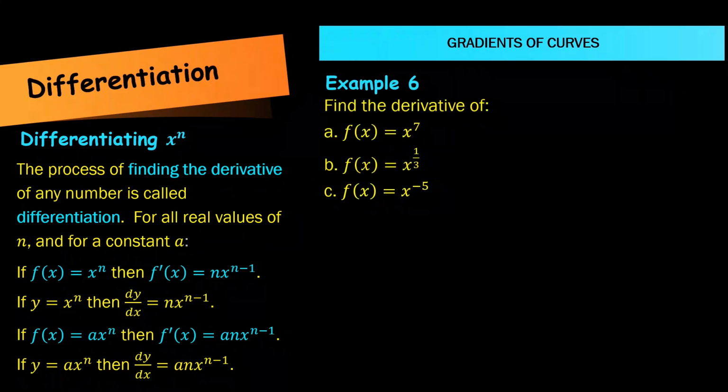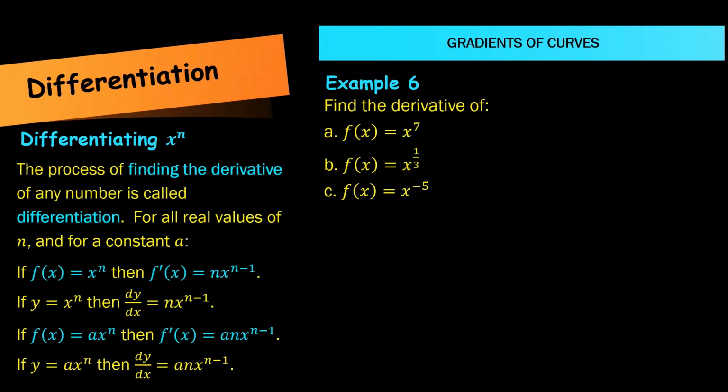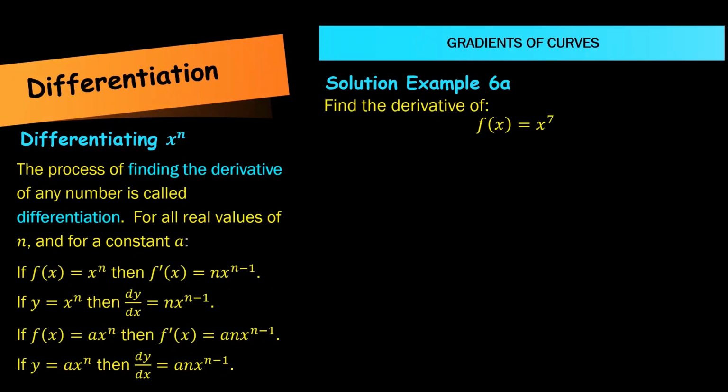We will be looking, however, at this example. Pause the video and have a go. Press play when you're ready to view the solutions. We are going to begin by solving part A first. Find the derivative of f of x equals x to the power 7.